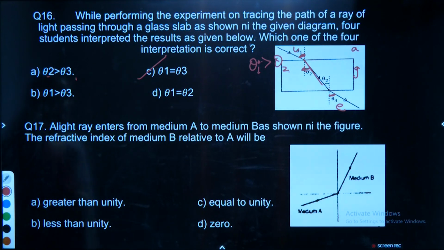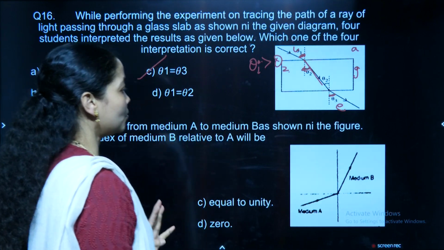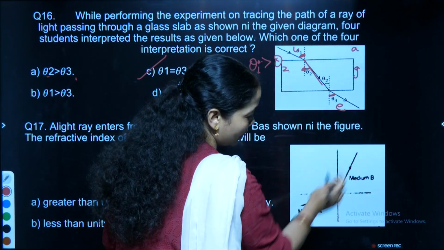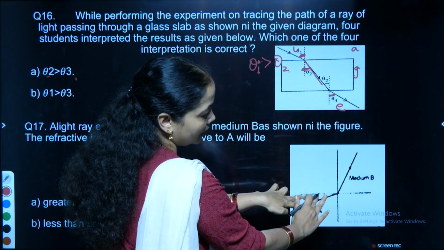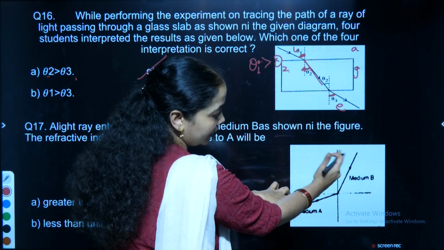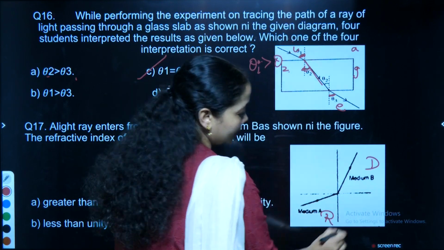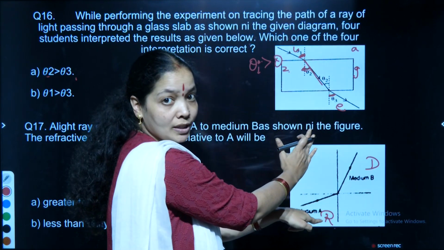17th question. A light ray enters from medium 1 to medium A to medium B as shown. It's entering from here and going out. Entering from here and going out. Look at the figure. This was very far away from the normal. The light is bending towards the normal. That means this is denser, this is rarer. From rarer to denser, it bends towards the normal.